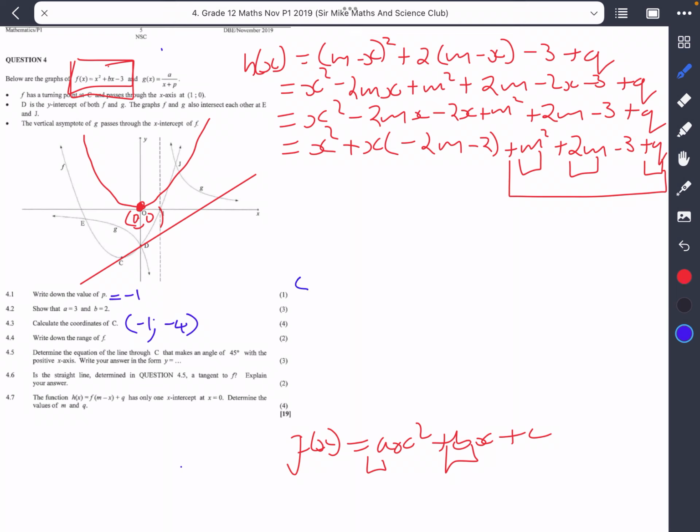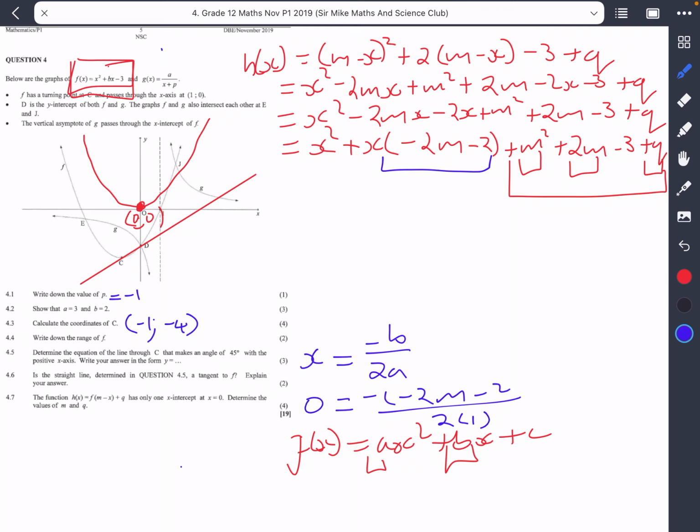let me just write that down there so that we have more space. So x, we're gonna obtain it by saying that x is equal to negative b divided by 2a. Now remember that we know that b in this case would be this portion that we have here. So this would be minus (negative 2m minus 2), all of this divided by 2 multiplied by 1. So this is equal to 0. Now remember, when you have the x-coordinate of the turning point to be 0, we know that it is turning at (0; 0).